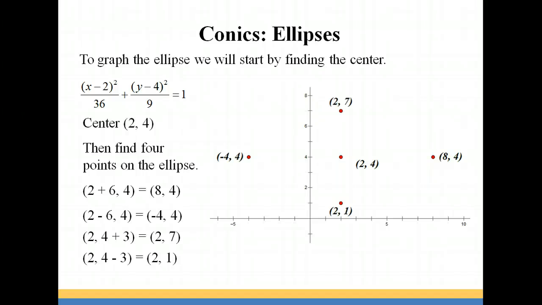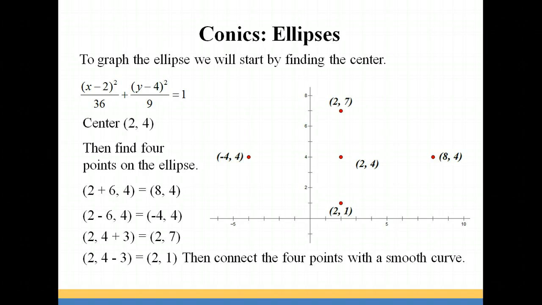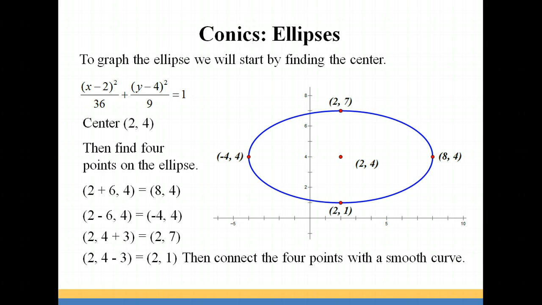Remember, the center is not actually a solution to our equation, but it does help us to find the endpoints of the major and minor axes. Now once you've done that, then all you have to do is connect the 4 points with a smooth curve. So you have your ellipse.